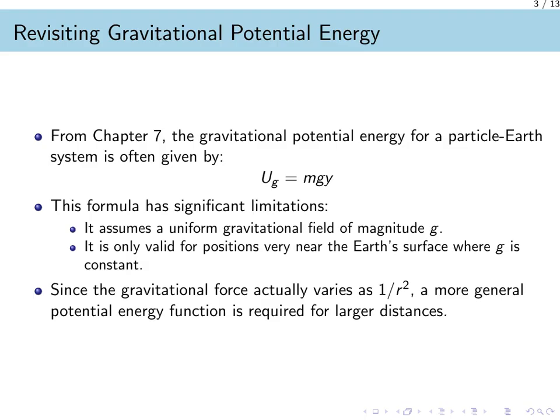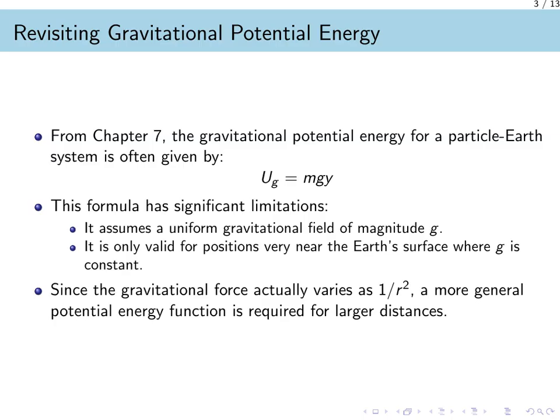Let us begin by recalling the expression for gravitational potential energy you are already familiar with, and discuss why we need a more general version. From earlier studies, you know the potential energy of an object of mass m at a height y is given by the equation U sub g equals m times g times y.